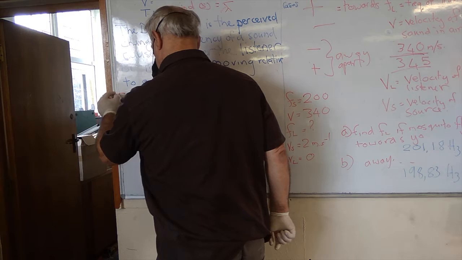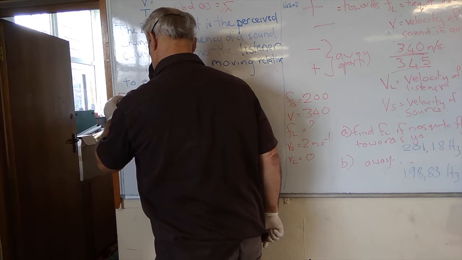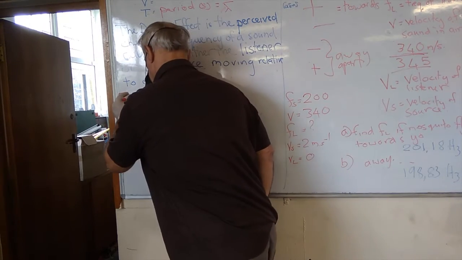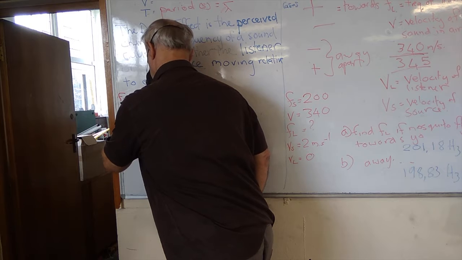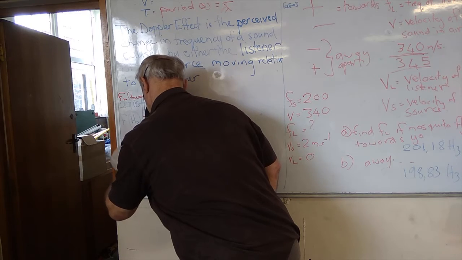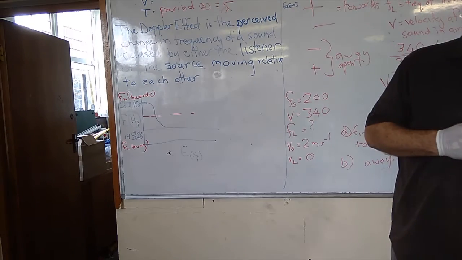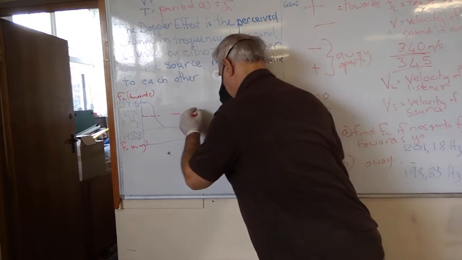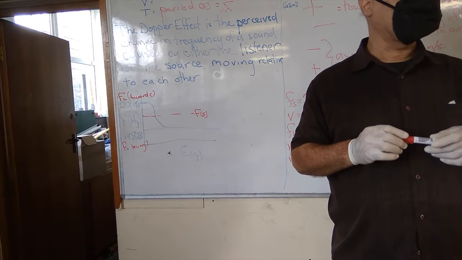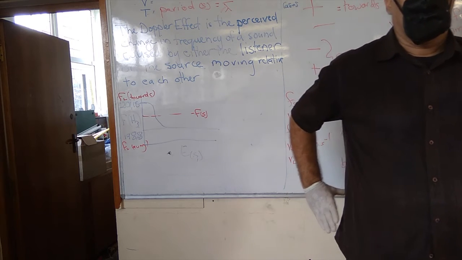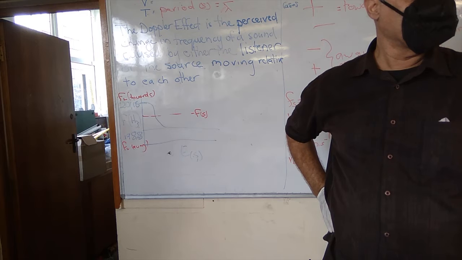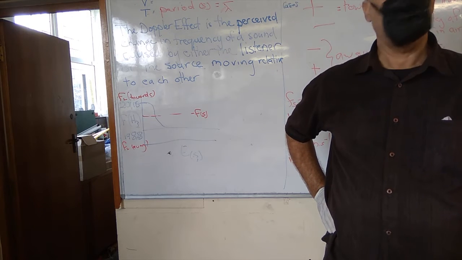So this is the frequency of the listener when it's coming towards you, and this is the frequency of the listener when it's away from you. What do you think smack in the middle is going to be? The frequency of the source. So that is a possible question. So what do you do? You just go to the middle between the two and there's the frequency of the source. Add that together, divide by two.